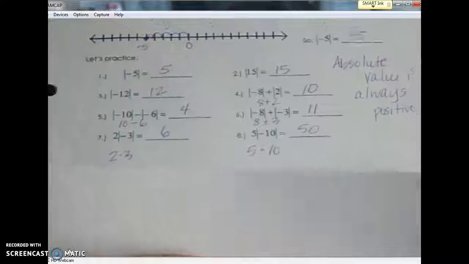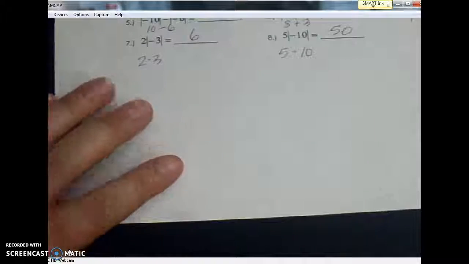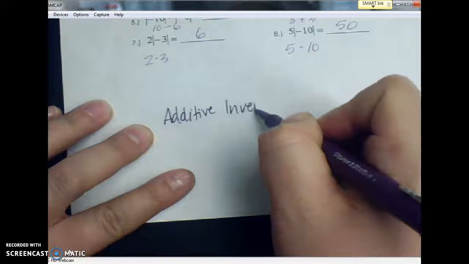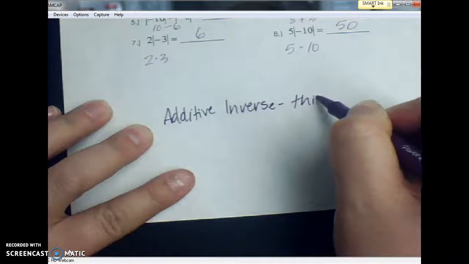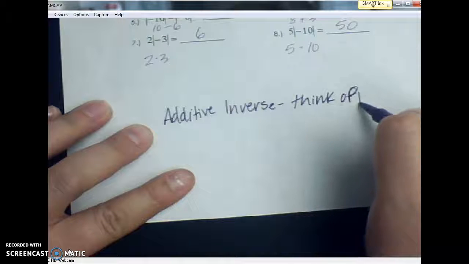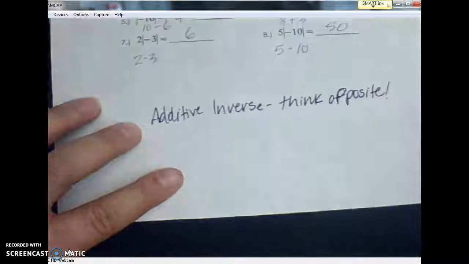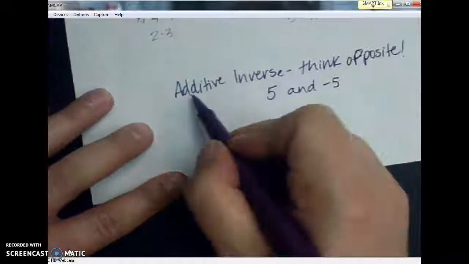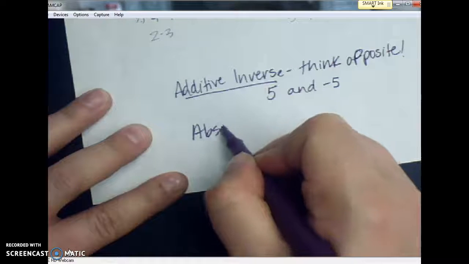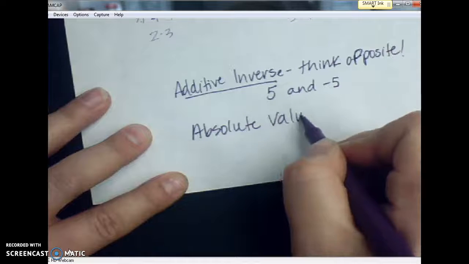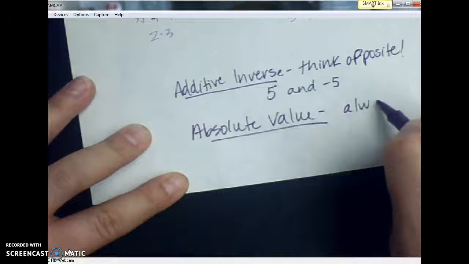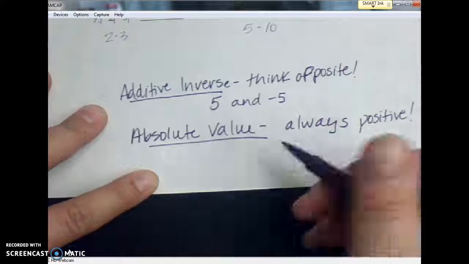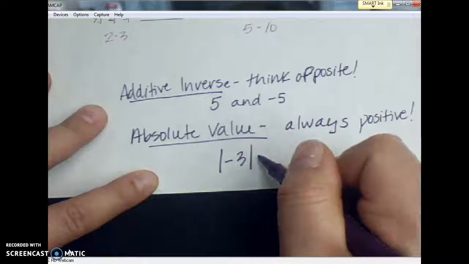So what is going to be our difference between additive inverse and absolute value? So additive inverse, think opposite. Additive inverse, 5 and negative 5 are additive inverses. Absolute value is a distance, so it is always positive. So the absolute value of negative 3 is 3.